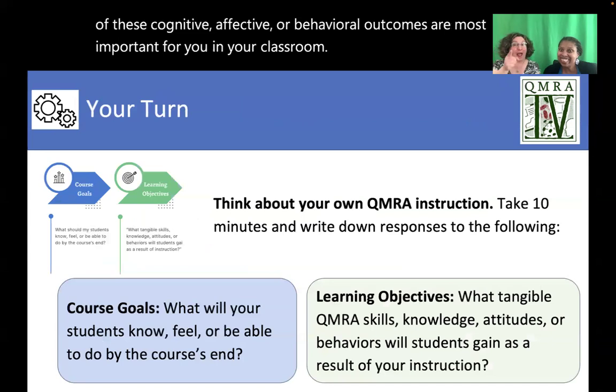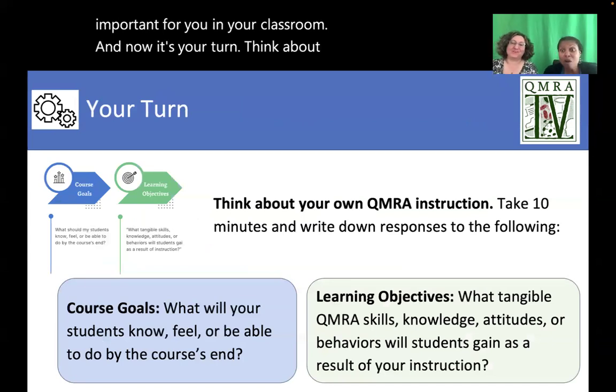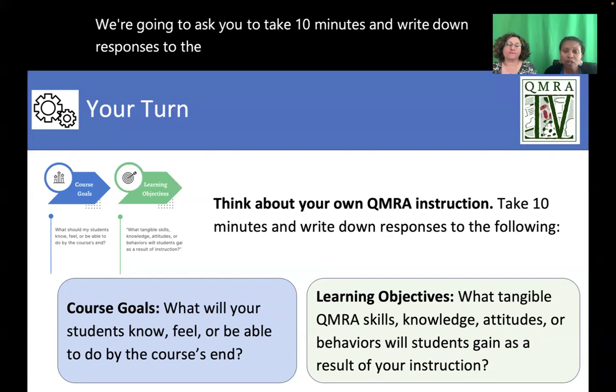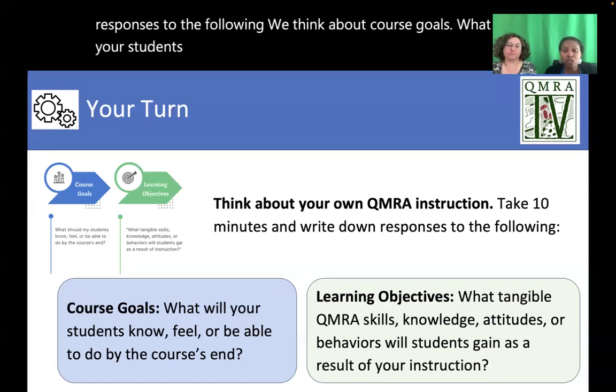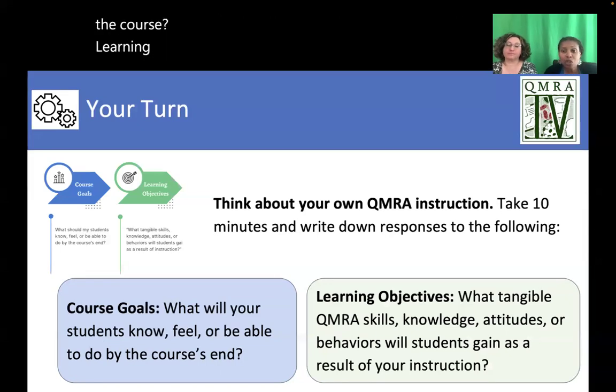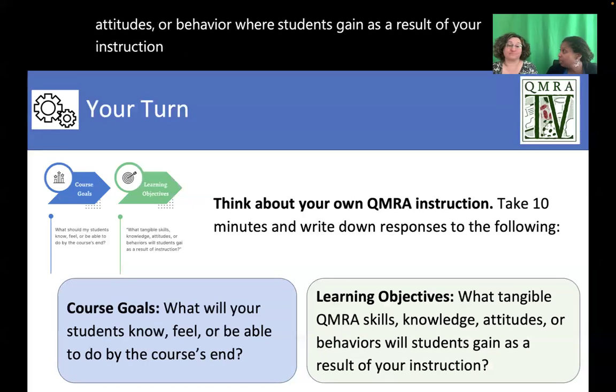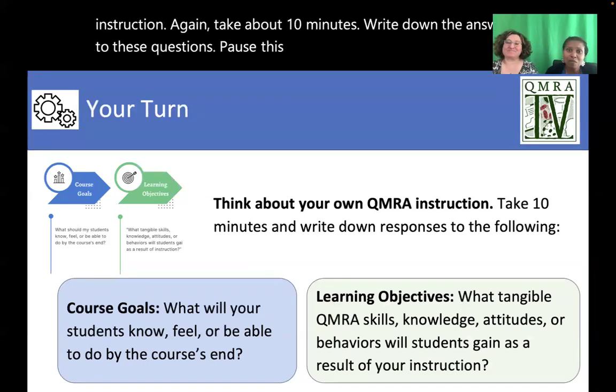And now it's your turn. Think about your own QMRA instruction. We're going to ask you to take 10 minutes and write down responses to the following. When we think about course goals, what will your students know, feel, or be able to do by the end of the course? And learning objectives: what tangible QMRA skills, knowledge, attitudes, or behaviors will students gain as a result of your instruction? Again, take about 10 minutes, write down the answers to these questions, pause this video, and then come on back.